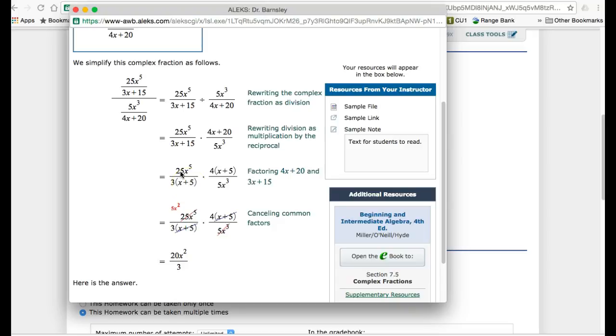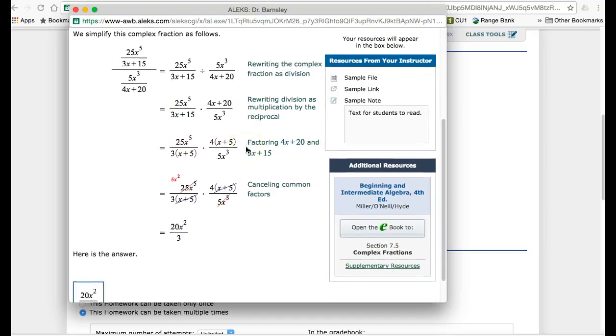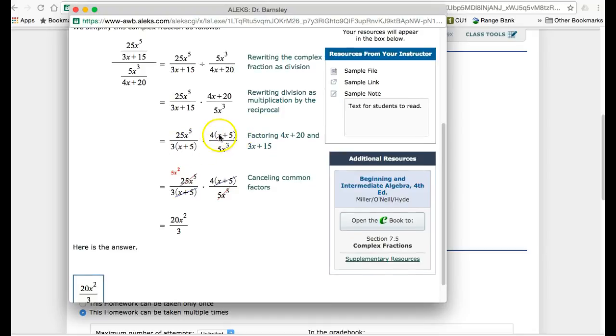Then 25 is a factor, x to the 5th is a factor, 4 is a factor, and x plus 5 is a factor. On the bottom, 3 is a factor, x plus 5 is a factor, 5 is a factor, and x plus 3 is a factor. So you can cancel any one of those things. You cannot, however, cancel, say, just this x or just this 5, because those are called add-ins, things that are added. They're not factors. So here, 5 goes into 25 5 times, x to the 3rd goes into x to the 5th, x squared times. The x plus 5's cancel, leaving you with 5x squared times this 4, and that's where you got the 20.